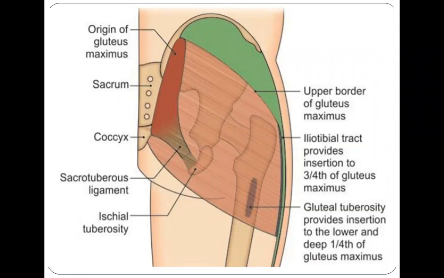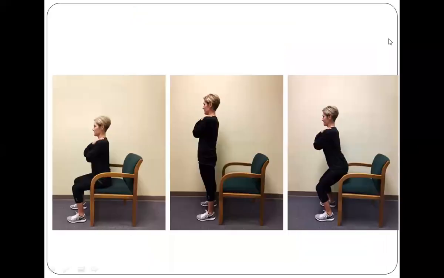So what is the nerve supply of gluteus maximus? These muscles in the gluteal region are supplied by branches of the sacral plexus. So what is the nerve supply of the gluteus maximus muscle? Yes, it is by the inferior gluteal nerve. Good. Inferior gluteal nerve. And what is the action of gluteus maximus?